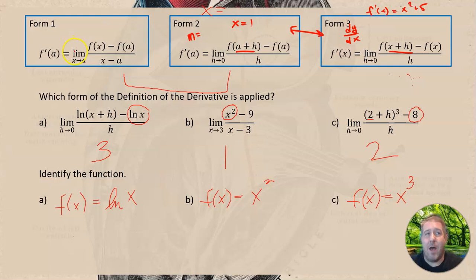Now, Form number 1 is completely different. So f of x minus f of a over x minus a. This is probably the form that I use the least, but it's going to be pretty obvious when you see this on the calculus exam. What they're probably going to do is give you this format, and what you have to be able to do is recognize what f of x was. In fact, you could say that for all three of these forms.